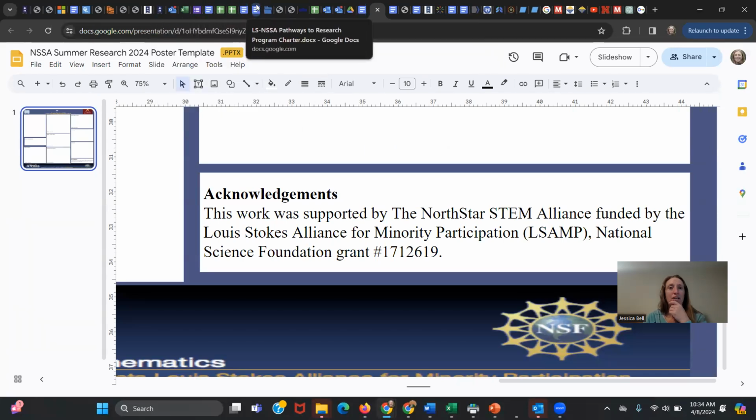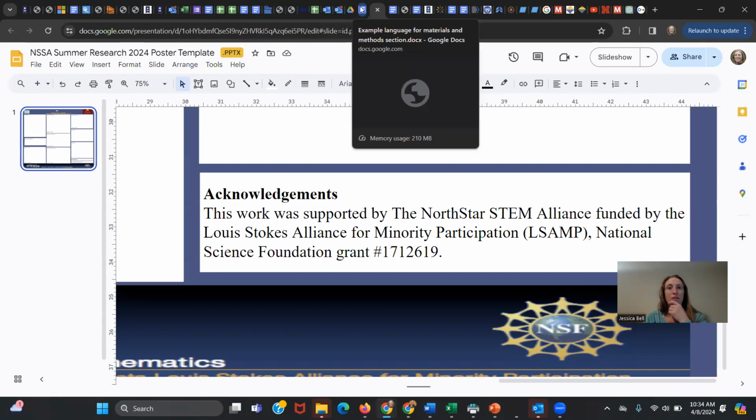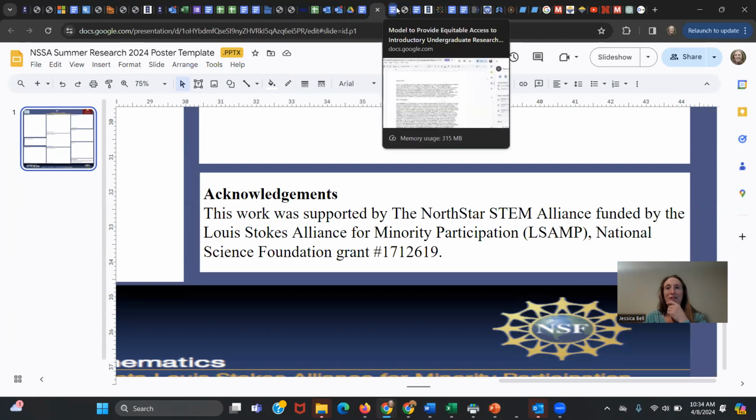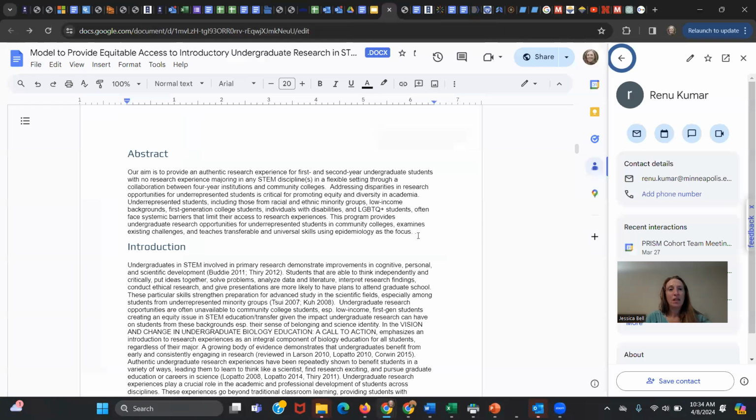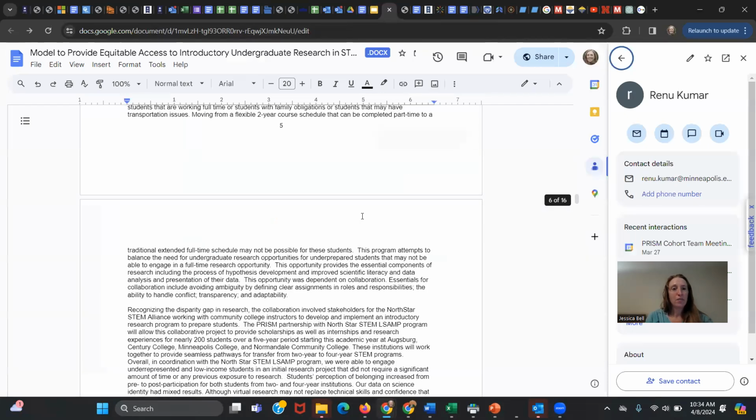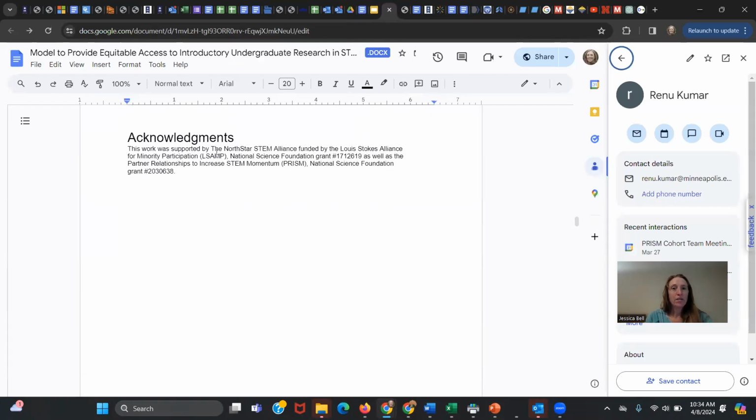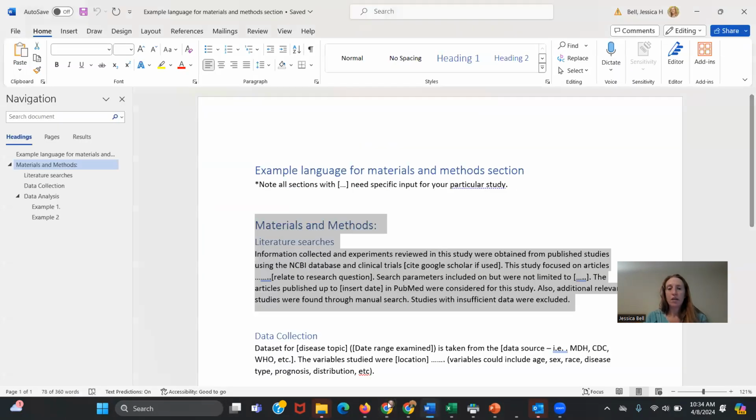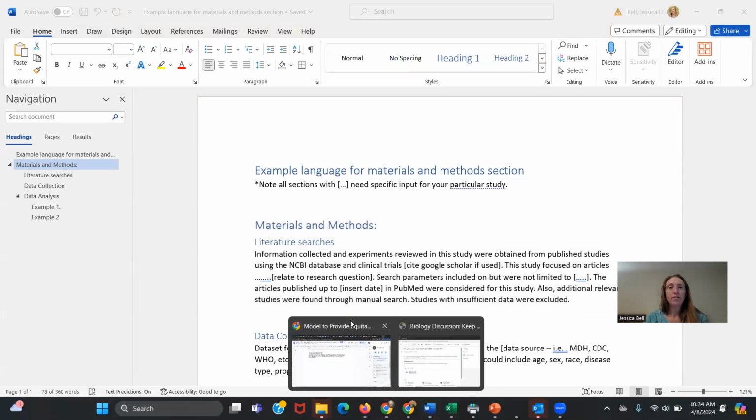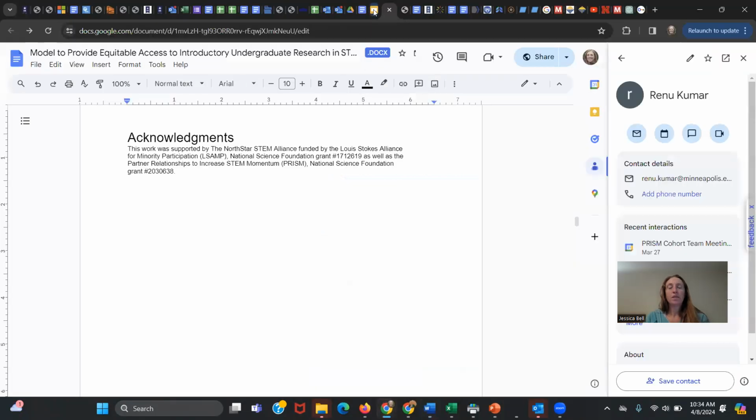Try to figure the document. Sorry, I got a lot going on here. There we go. This is a different thing I'm writing. All right. So I'm going to switch that so that it has both PRISM funding and North Star STEM Alliance. All right. Back to that poster.